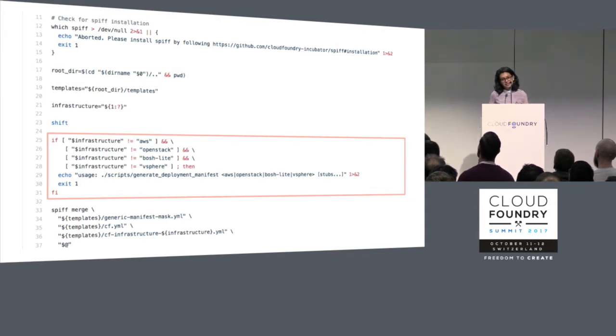The other thing I noticed is that there was a lot of spaghetti bash. There's a conditional here that's checking for which type of infrastructure you could be using for your deployment manifest. And based on that, it's going to bring in somewhere along the lines of 500 lines of YAML to incorporate into your deployment manifest.